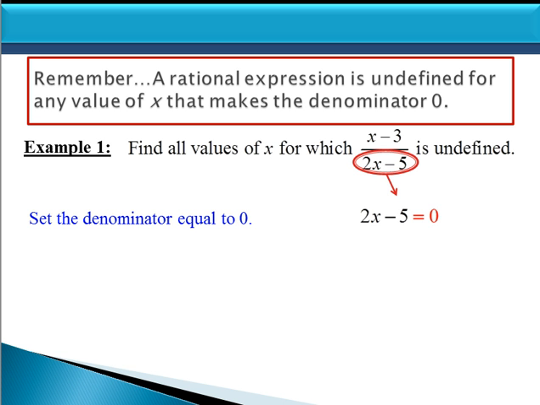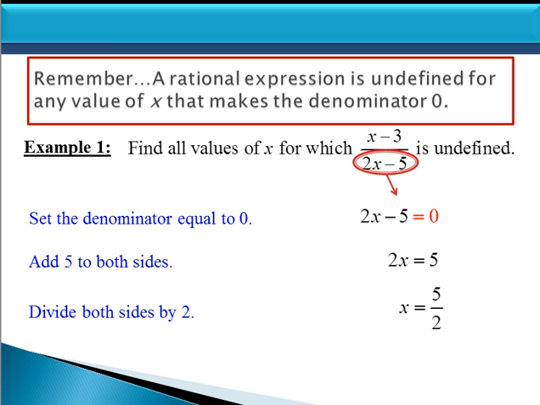And if we solve this equation, that will tell us the values of x that would make this expression undefined. So to do that, we would need to add 5 to both sides, which would give us 2x equals 5. Then divide both sides by 2 to obtain our answer, which is x equals 5 halves. So this original expression, x minus 3 over 2x minus 5, is undefined when x is equal to 5 halves.